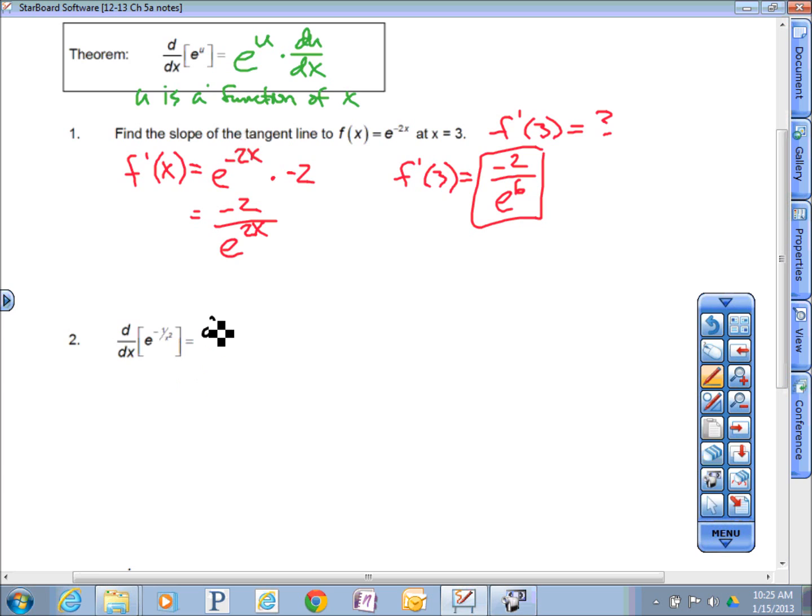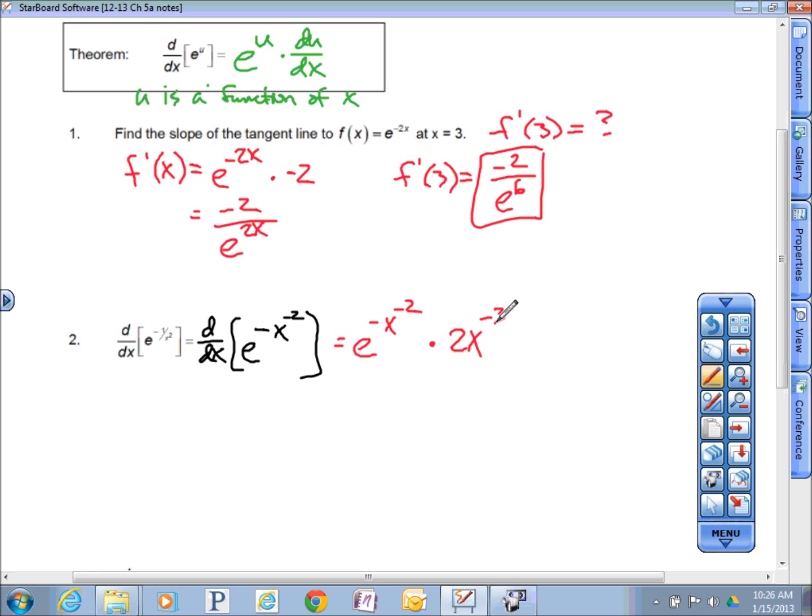Let's change it. d over dx. So what do I have here? I've got e raised to the negative x to the negative 2nd power. So now we're going to take the derivative of that. Derivative of e is going to be an e to that same thing I started with. And we're going to multiply it then by the derivative of that power. So the derivative of that power, negative 2 times negative would be positive 2, x to the negative 3rd.